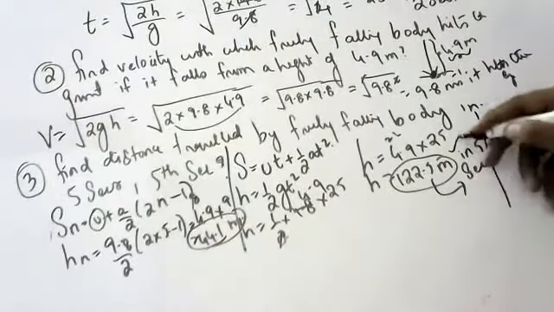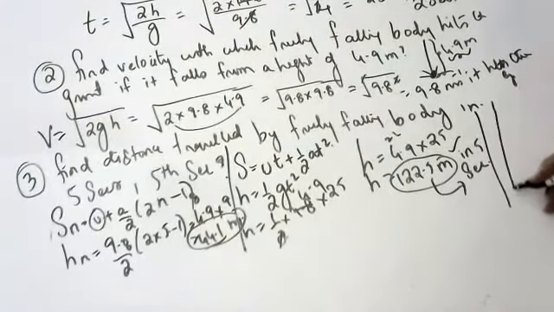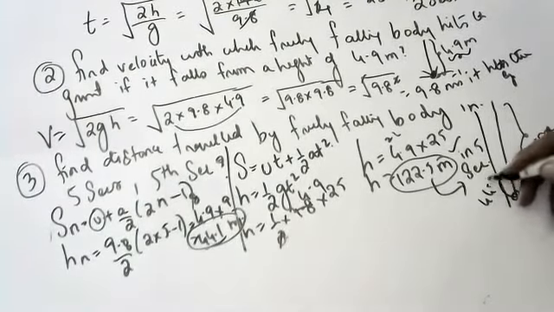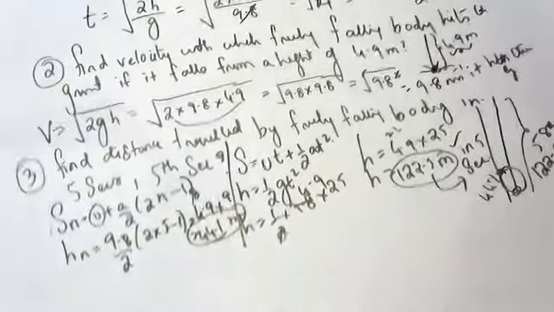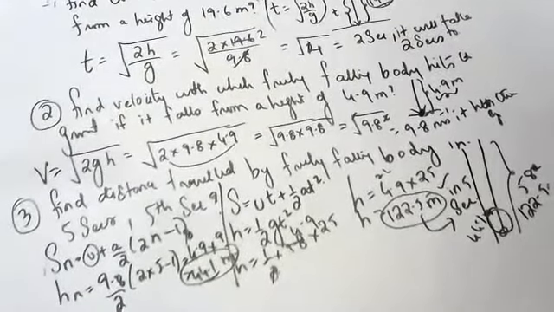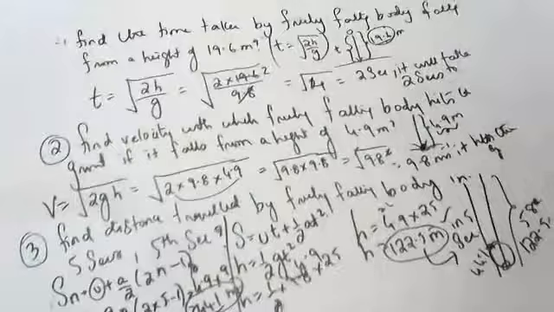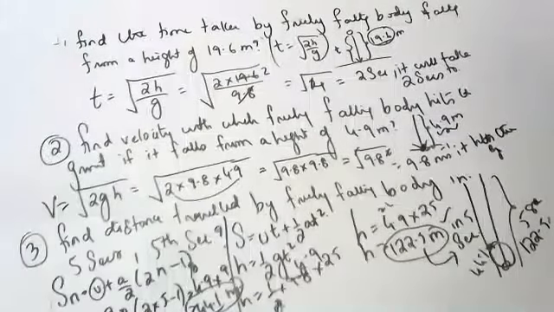In 5 seconds, it travels 122.5 meters. That is correct. But only in the fifth second, it traveled 44.1 meters, children. Like this, we have to do. Okay, the remaining sums we will do in the next class.